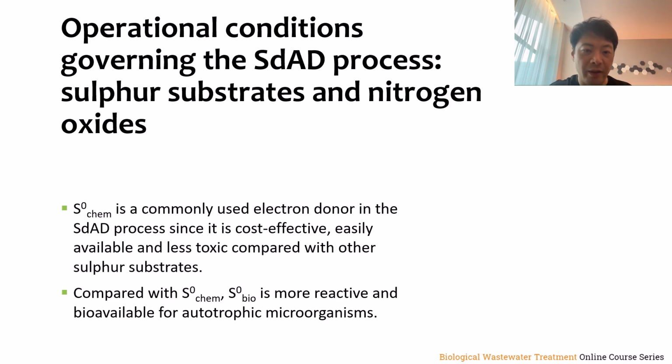Compared with chemical elemental sulfur, the biological elemental sulfur is more reactive and bioavailable for autotrophic microorganisms, owing to the orthorhombic structure of the sulfur crystal covered by a hydrophilic layer of neutral-charged polymers.